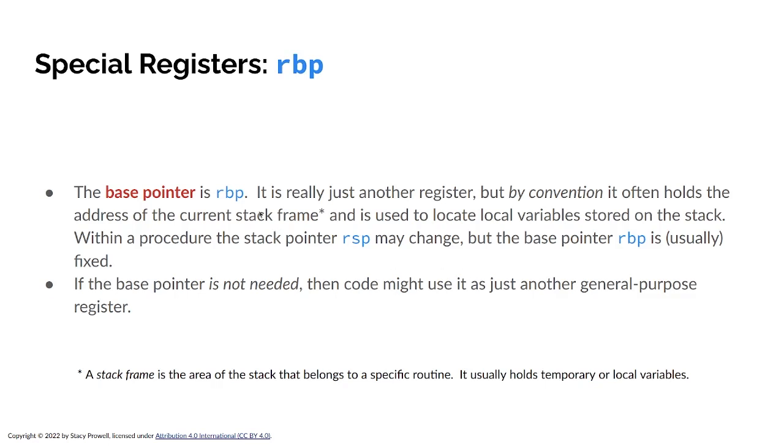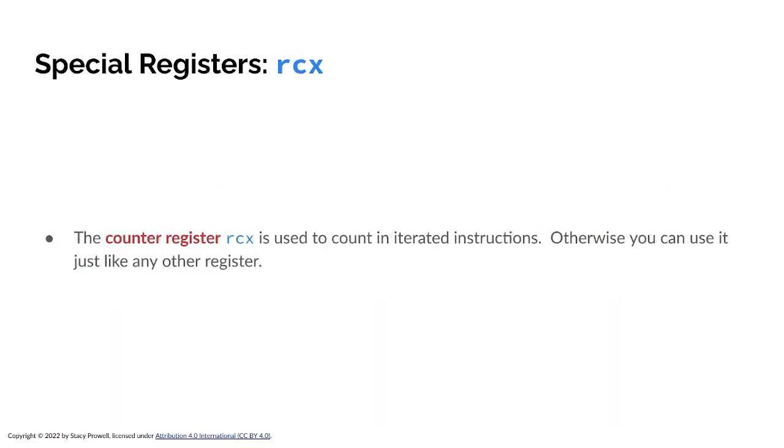The base pointer is RBP, and it is often used to point to the current stack frame, the base of the current stack frame. You don't have to do that. Some code we'll look at won't do that, so it'll use it as a general purpose register. But a lot of code that we'll write and look at will use it as the base pointer. We'll talk about what a stack frame is later on.